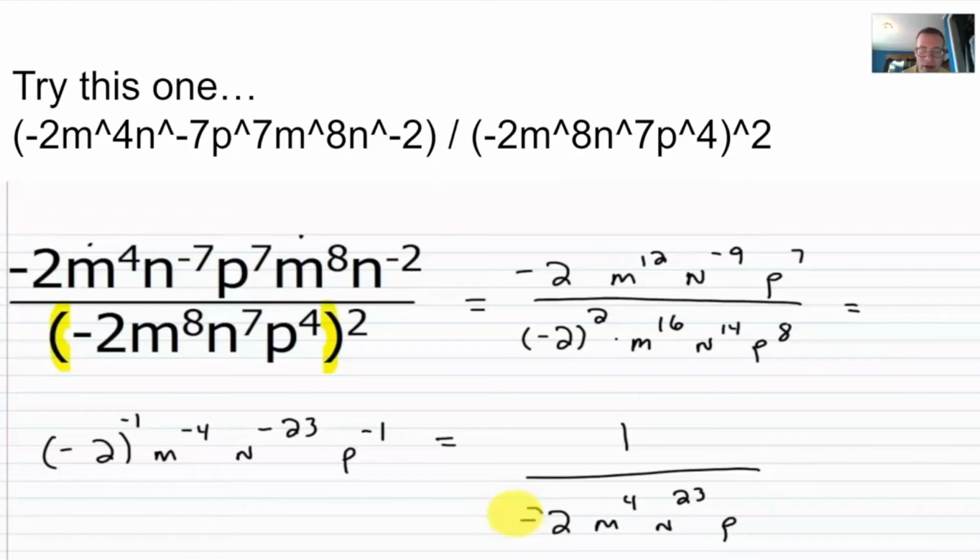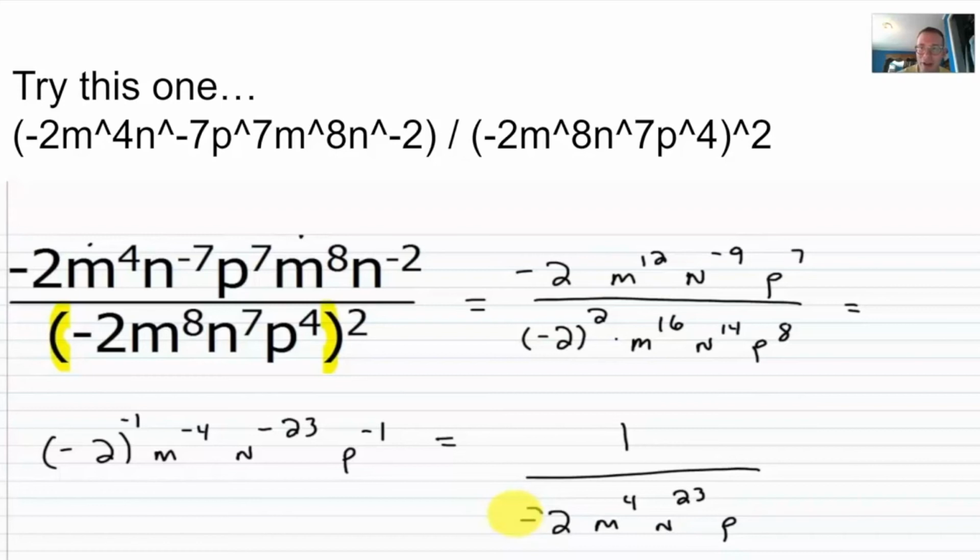Remember, when we divide exponents, you are subtracting, okay? So that's how we're getting m to the negative 4 and p to the negative 1 and n to the negative 23. Now what do we do with all these negative exponents? Well, we can't leave them in the top. Remember, you have to put them on the other side of the fraction. So we're going to put them in the denominator. So the answer becomes 1 over 2 m to the fourth, n to the 23rd, and then just p.